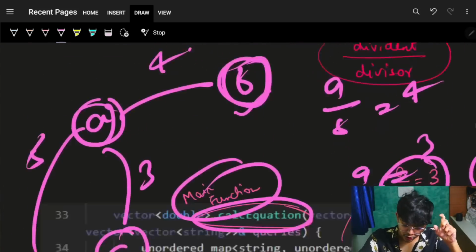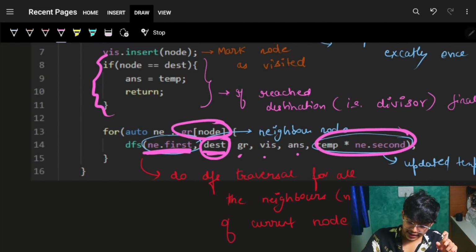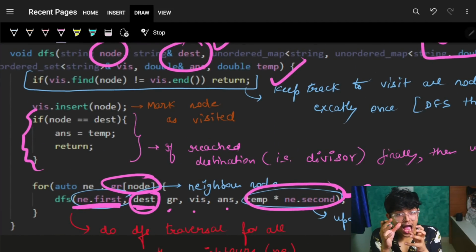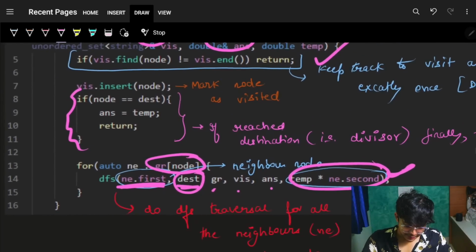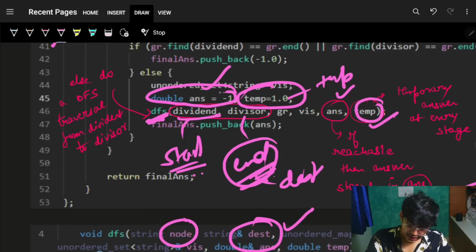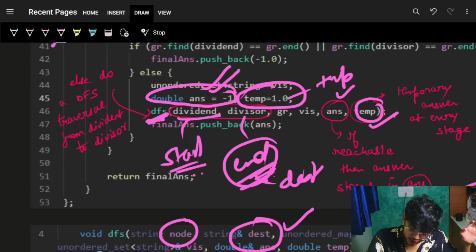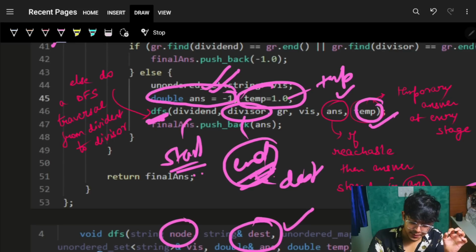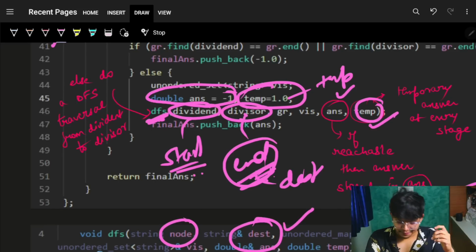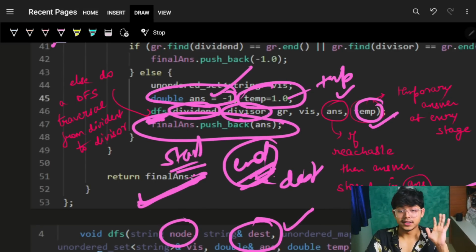That is how you will go on from every node, which means you will keep on updating your temporary by multiplying the next weight, and thus you will ultimately get the actual multiplication of paths. As it goes on, our DFS will be completed and it will return the updated answer. If the answer is minus 1, it means I was not able to reach my divisor from my dividend, which means from the start node, I was not able to visit the end node. If I was able to visit my end node, good, the answer will be updated by the actual answer, and you need to push that actual answer in your final array. And that is how you will return your final answer. That is pretty much it.